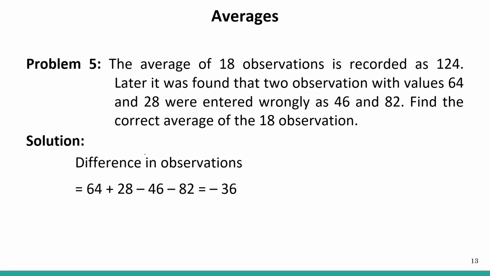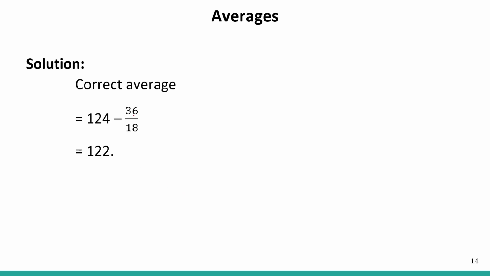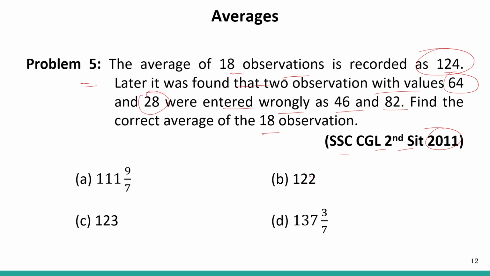So the difference in observation is equal to what? These are the entered observations, which were wrong, and these are the correct ones. So the difference is 36. The correct average will be 124 minus 36 by 18, which is equal to 122. So 122 will be the correct answer. This is the correct one. These are all wrong options.